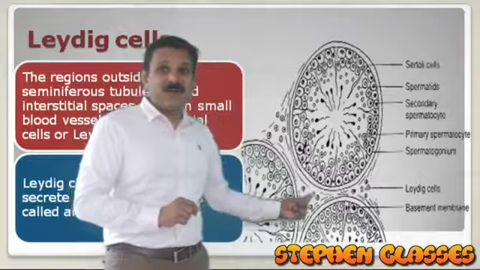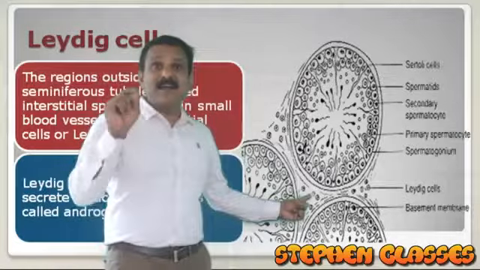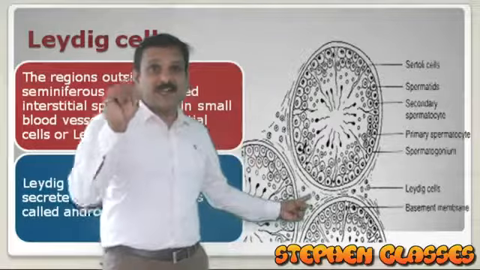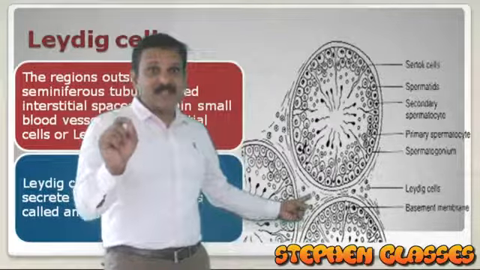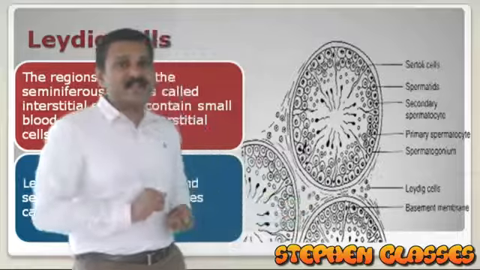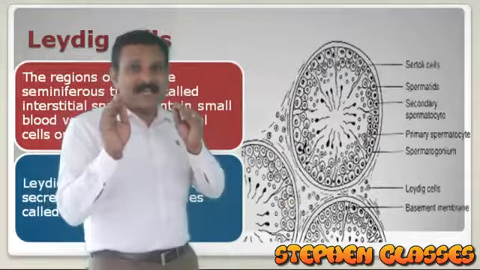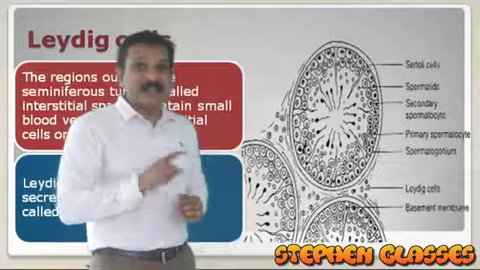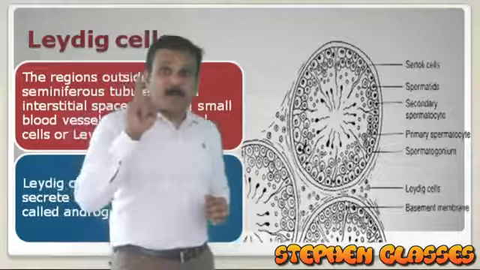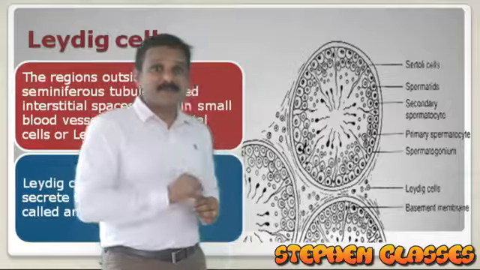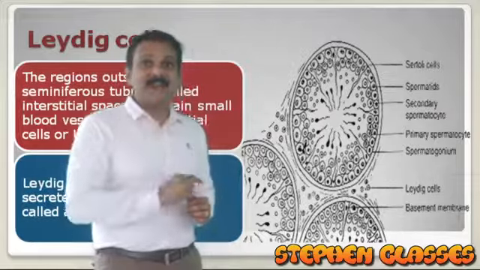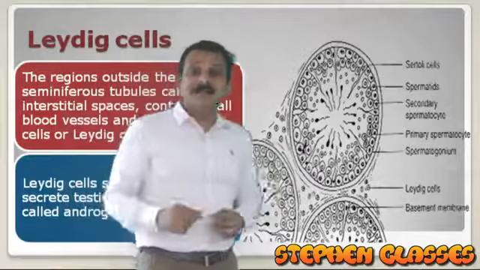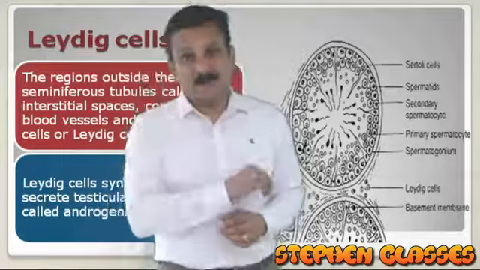Outside the seminiferous tubule, you can see an interstitial space. What is that space called? Interstitial space. The interstitial space will contain small blood vessels and also cells called Leydig cells. And what is the function of Leydig cells? Leydig cells are involved in production of androgens. They will synthesize androgens and they will secrete androgens. What are androgens? Androgens are the male sex hormones.